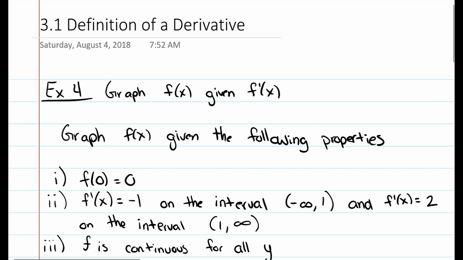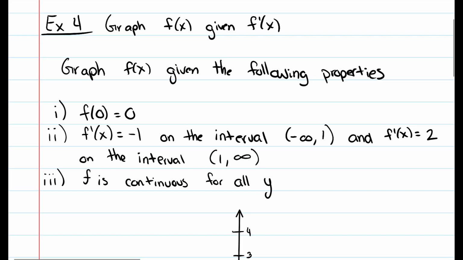In example 4, we're going to be given f prime of x, and we're going to want to graph f of x. So we'll either be given the graph of f prime of x, or we'll be given properties about the derivative, and it'd be expected to graph our original function. So given these three properties, we're going to go ahead and graph our original function.